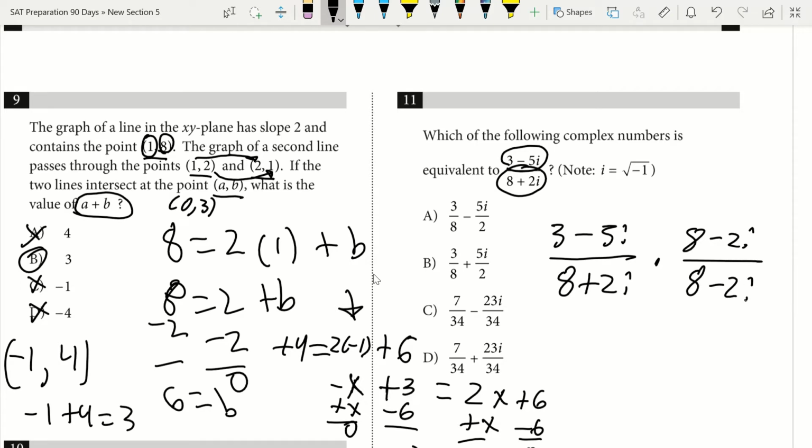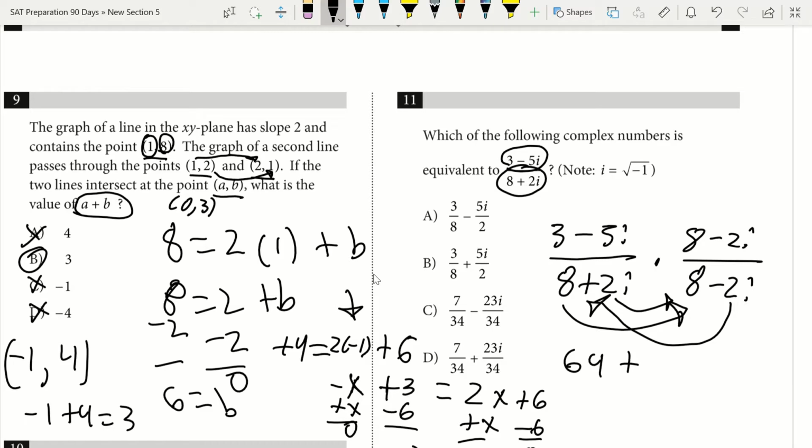Okay, so when we do this, we're going to do our bottom first. So we're going to have this 8 times this 8, and that's going to give us 64. Then we're going to have a plus 8 times 2i, so that's going to give us plus 16i. And then we're going to have a minus 2i times 8, and that's going to give us minus 16i. So we see our middle terms are going to cancel.